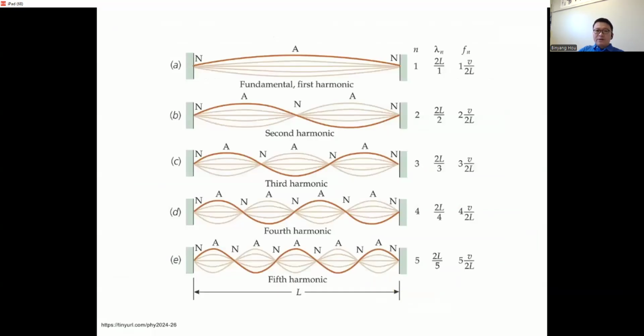So this is a figure to summarize what we just learned. For the first harmonic, there is one anti-node, and there are two nodes at the ends. For the second harmonic, there are three nodes and two anti-nodes. And this is the first harmonic, second harmonic, third, fourth, fifth, etc. The wavelength is 2L over m, where m refers to the nth harmonic. And then the frequency is V divided by 2L times m. So this is the small n there, etc.